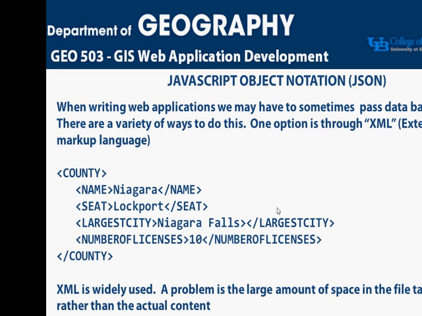XML is widely used. It's a very common way of transferring data across the internet. You'll come across it all the time. A problem is there's a lot of white space. XML files become huge. Note here how much space is taken up by this white space and by the attribute names. So that's XML.